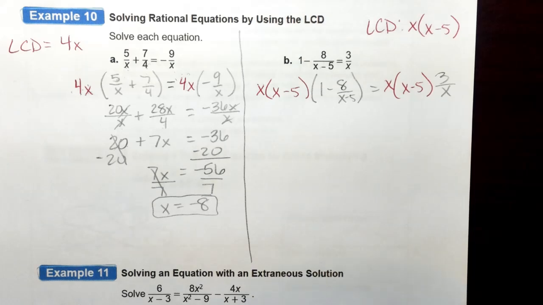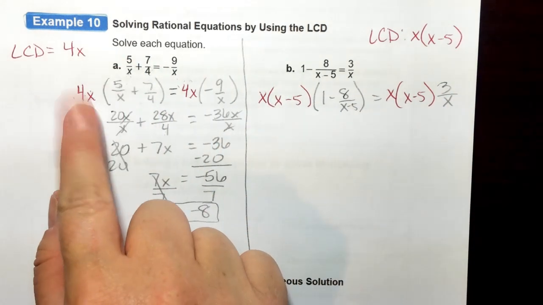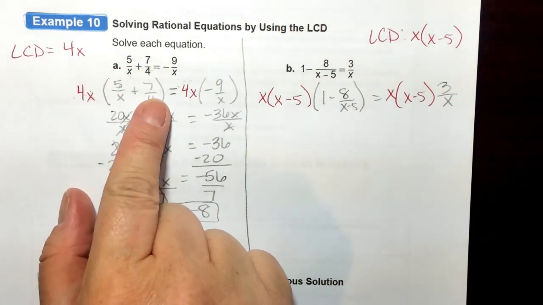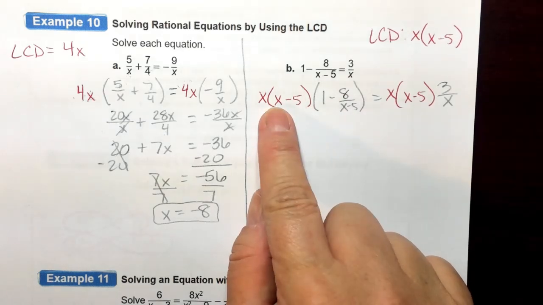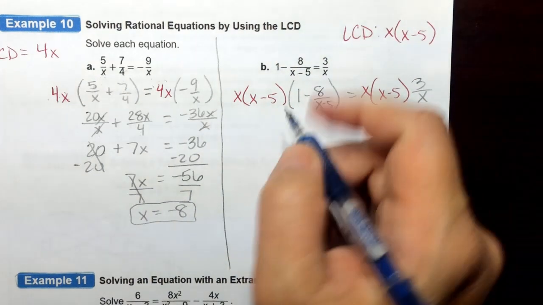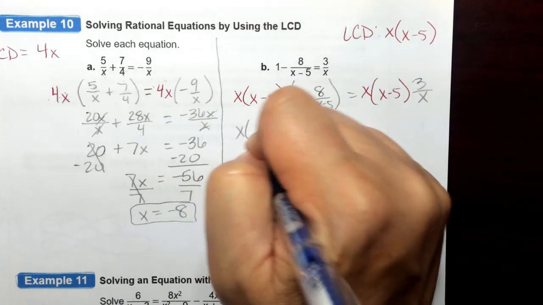All right, so now we're going to do just like we did over here where we multiplied both things by this. We're going to do the same thing here. Well, anything times 1 is this. So we're going to end up with that starting off. Okay, so we're just going to rewrite this, x times x minus 5.